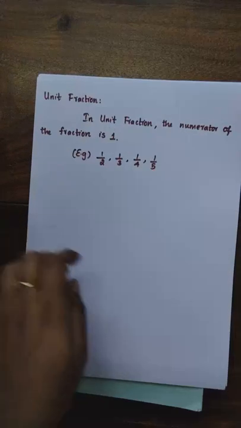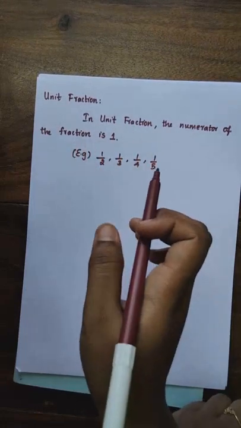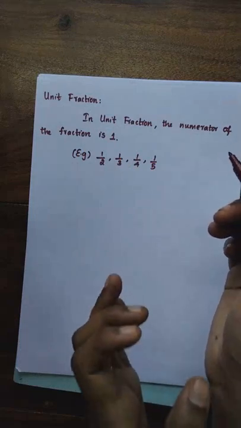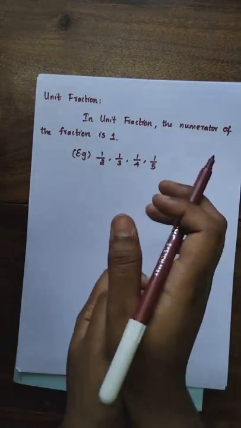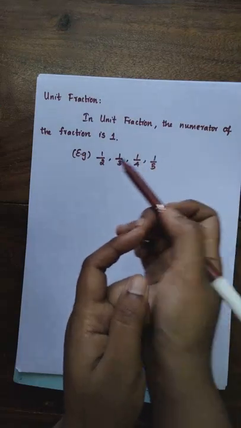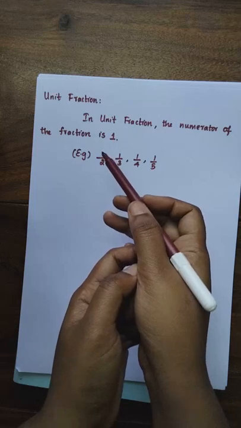Okay. Our next type of fraction is unit fraction. In unit fraction, the numerator of the fraction is 1. If the numerator is 1 means that is called unit fraction. See the first example, 1 by 2. See what is the numerator? The numerator is 1. So it is unit fraction.